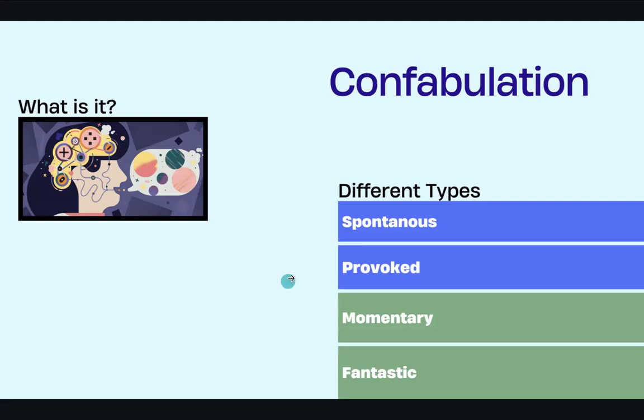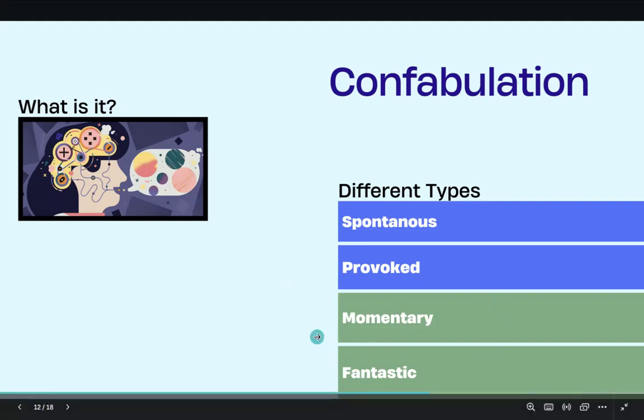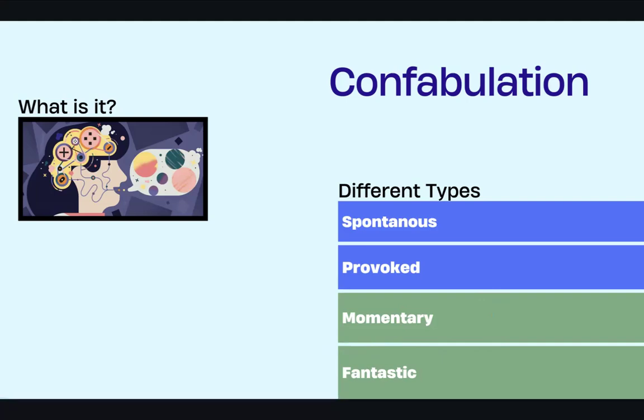Momentary confabulation is brief, fleeting instances of false memories, often occurring in response to specific questions. An example of this would be a patient with TBI, or traumatic brain injury, might briefly think a nurse is their family member when asked who they are. And lastly, fantastic confabulation involves elaborate and often fantastical memories. An example of this would be a person with schizophrenia might claim to have traveled to another planet or to possess supernatural powers.